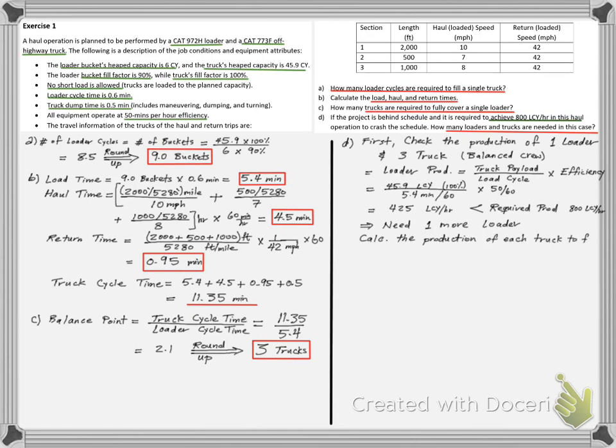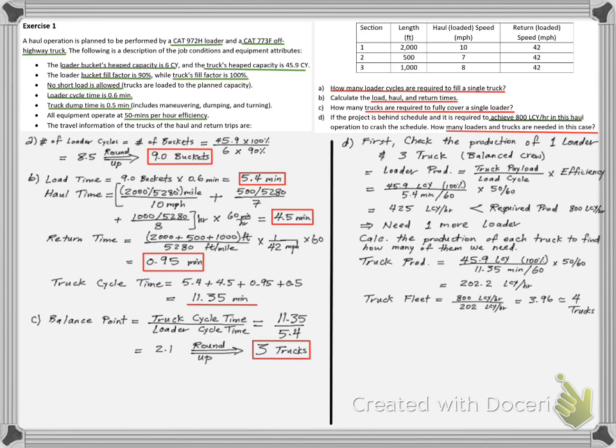We need to rebalance the number of trucks. We will do so by calculating the production of a single truck using the similar concept of cycle output over cycle time. Then, figuring out the number of trucks to achieve 800 loose cubic yards per hour, knowing that each one can haul 202 loose cubic yards per hour. We have to round up our answer to 4 trucks.